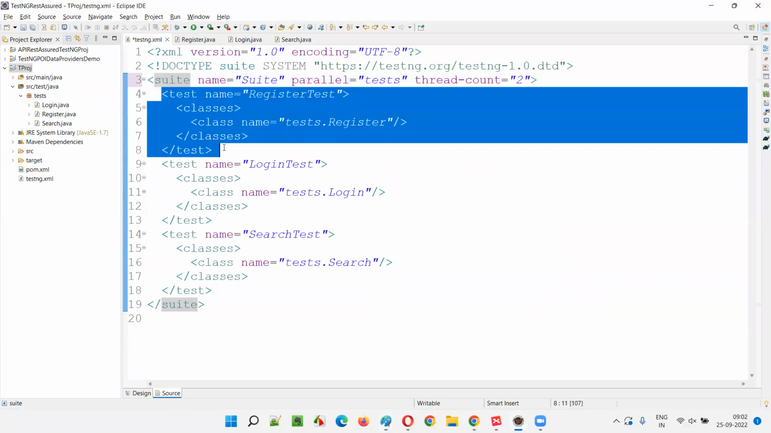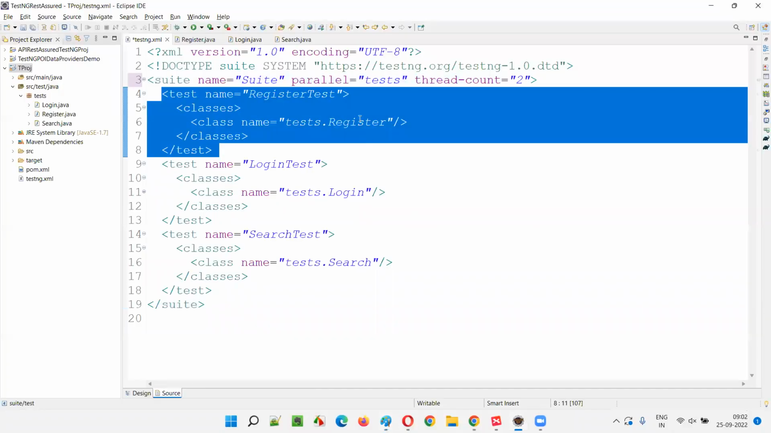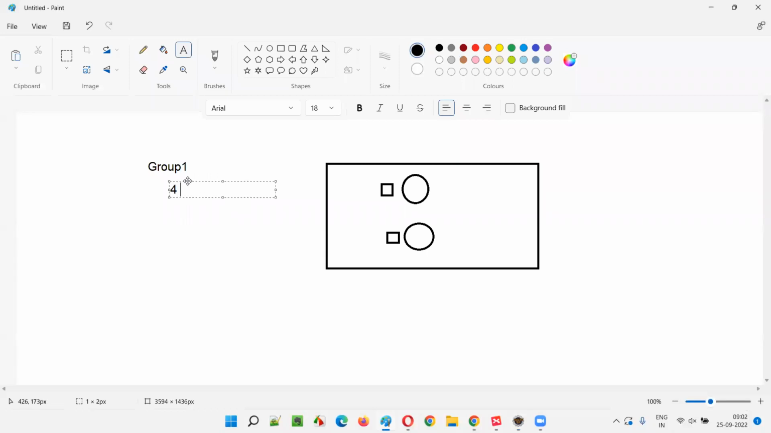This particular test, assume that I am referring to the group as a test here. Okay, test group. Assume that this is a test group. And if you consider the register, there are 4 test methods inside the register. I'll say that this family has 4 members. I am comparing the test methods inside this group to members. Okay, 4 members in this family.